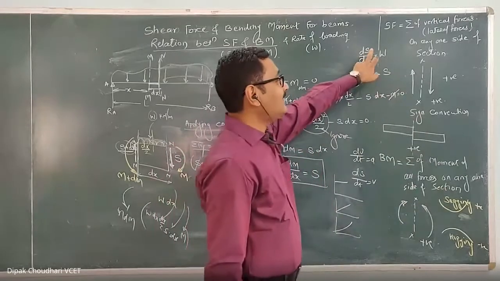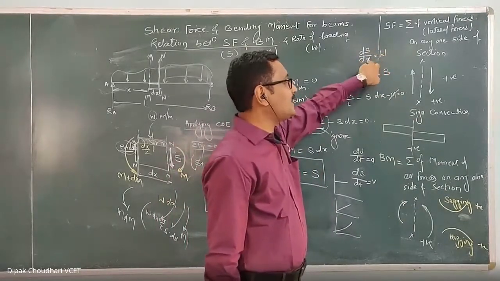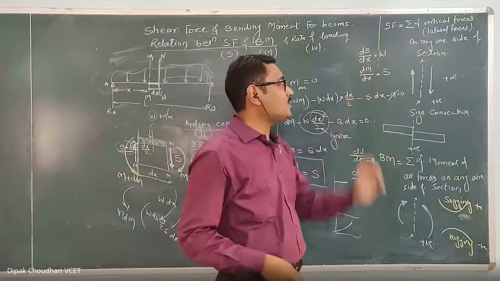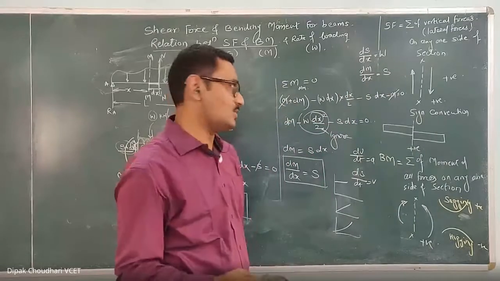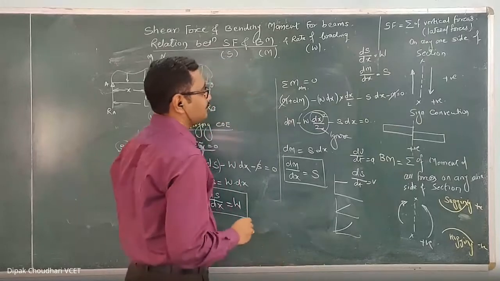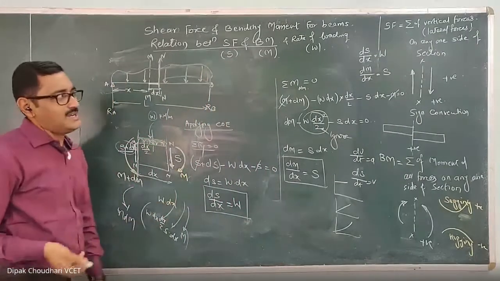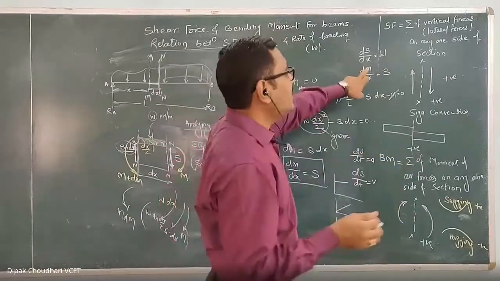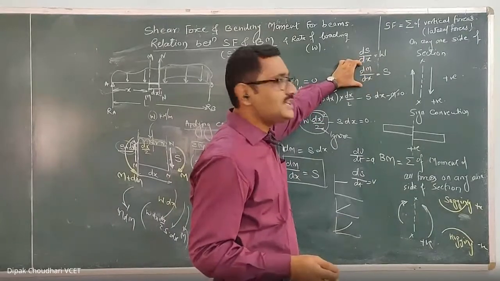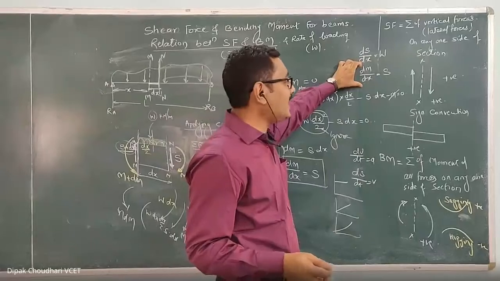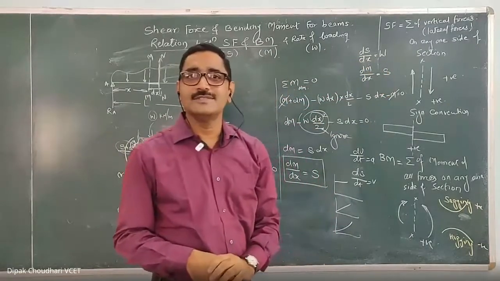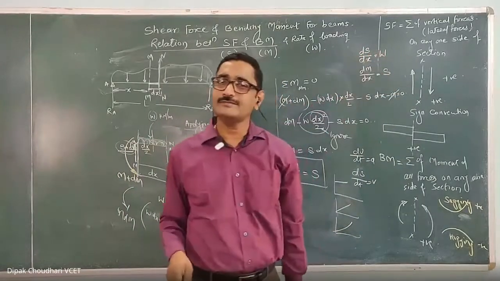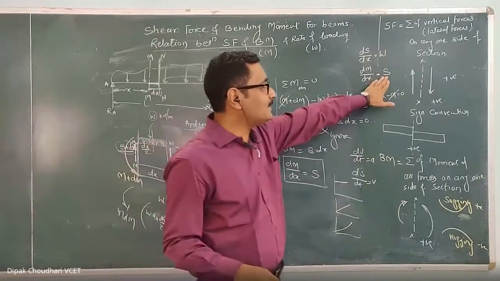So remember, the rate of change of shear force with respect to x, where x is the length of the beam, is equal to the rate of loading, and the rate of change of bending moment is equal to the shear force. It means that if I write the equation of the bending moment for any particular length and differentiate it directly with respect to x, I will get the shear force. Again, if I differentiate the equation of shear force with respect to x, I will get the rate of loading.